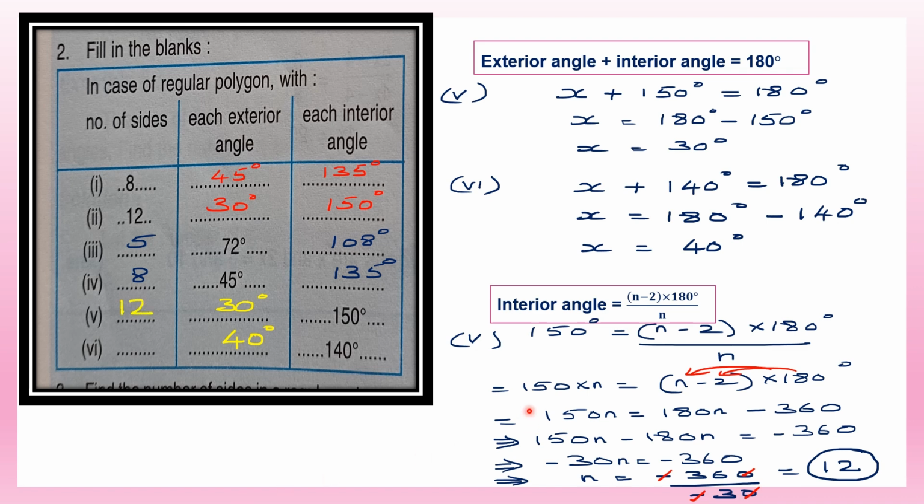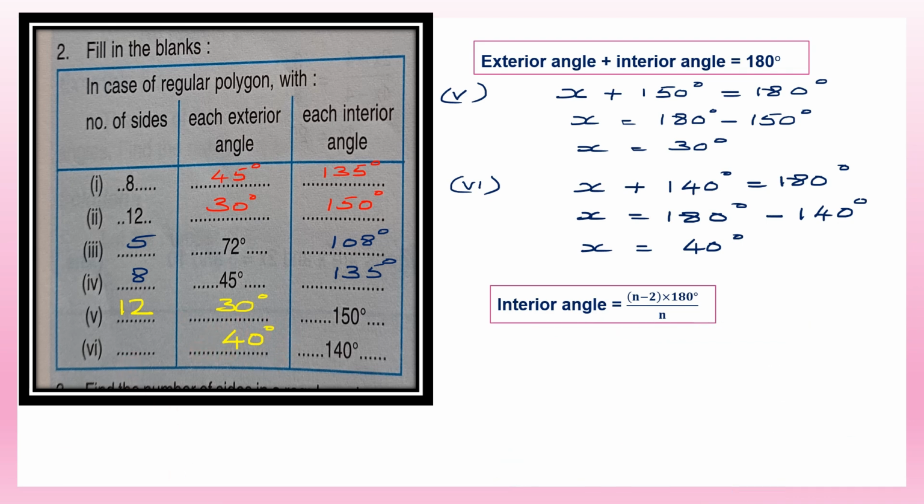Now we can do the same using this same formula and find it for the sixth one also, or we can use the formula for the exterior angle and find the answer easily. So let's do that. For the fifth one, we used the formula for interior angle. For the sixth one, since we have found the exterior angle, we can use the formula to find that. The formula is exterior angle is equal to 360 degrees by the number of sides. And the exterior angle here for the sixth sum is 40 degrees. Okay, this is the sixth one.